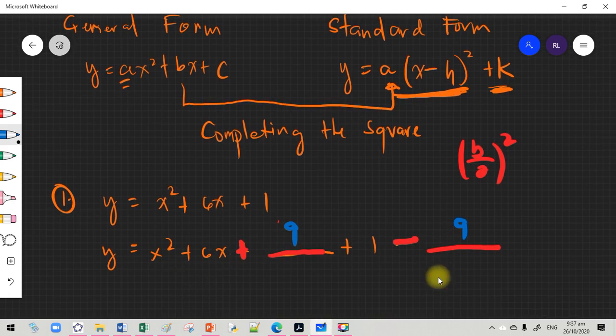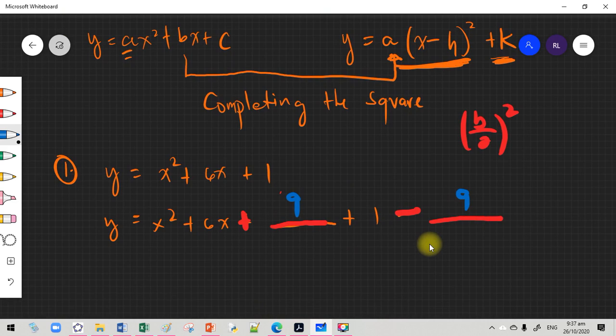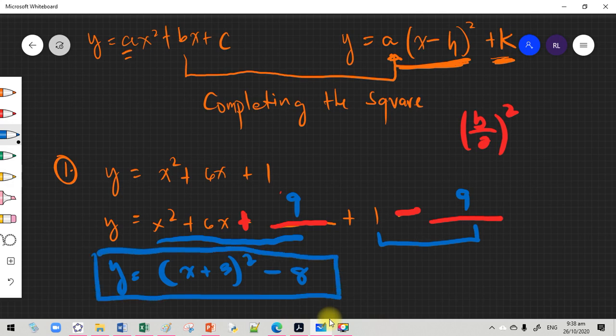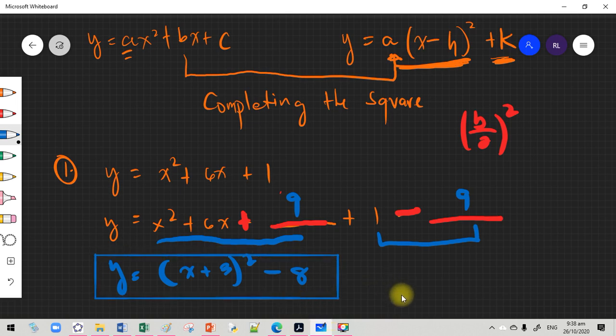So let's proceed to completing the factoring into a square. This one becomes (x plus 3) squared, and if we simplify this one, this becomes negative 8. So as you can see, a is 1. This is now in standard form. So that is easy. Let's proceed to number 2.